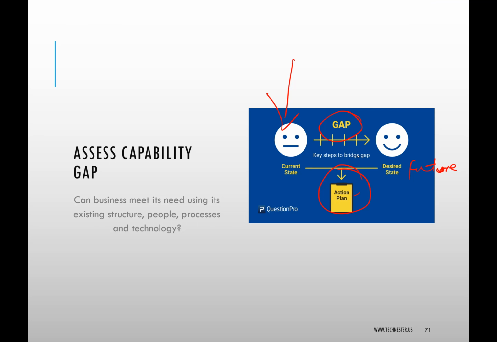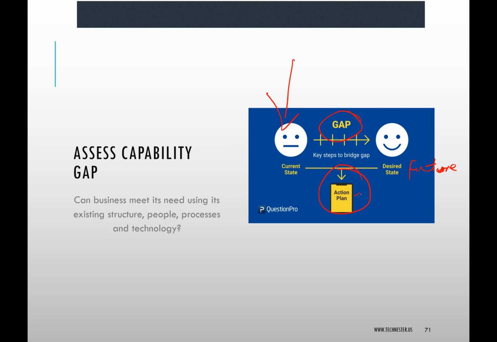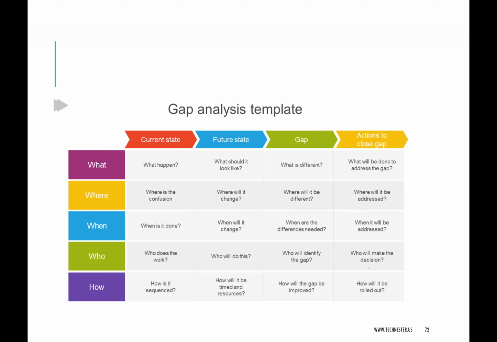At this point, you want to discover the gap. What is missing? What do we need to do to be delivering our product across the province or state? All right. What is missing for us? Gap. Then how can we go about filling that gap? How can we go about resolving that? Then you start coming up with an action plan. So that's gap analysis. You are asking, well, can this business meet its need using the existing structure, people, processes, and technology it has?